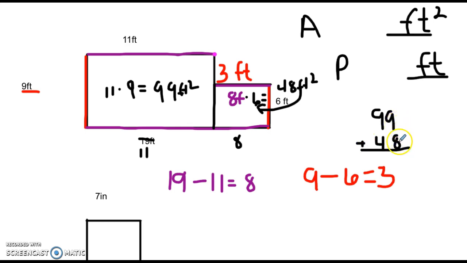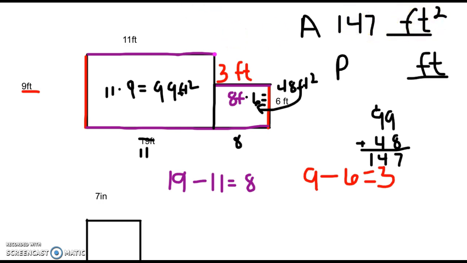And I know 9 plus 8 is 17. I carry the 1. 9 plus 1 is 10. 10 plus 4 is 14. So now I know that the area is 147, and I already have the label of square feet.